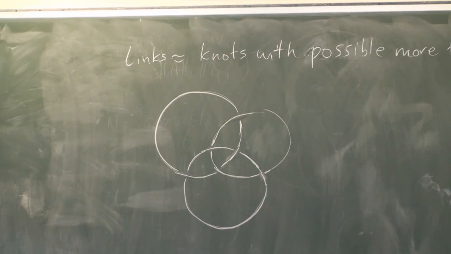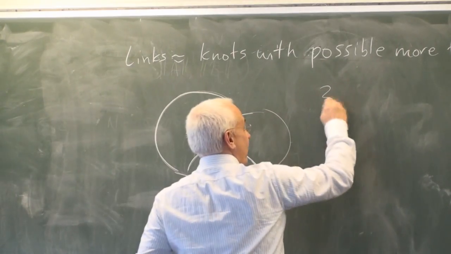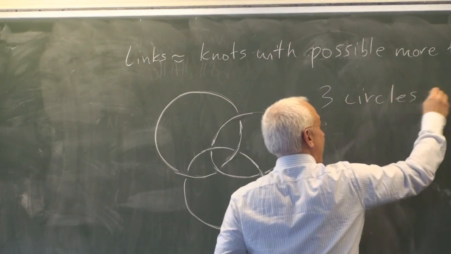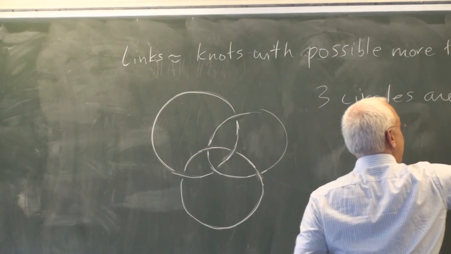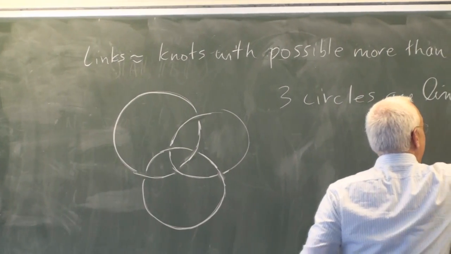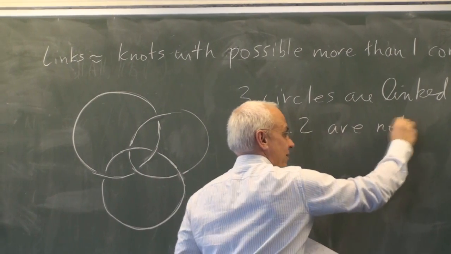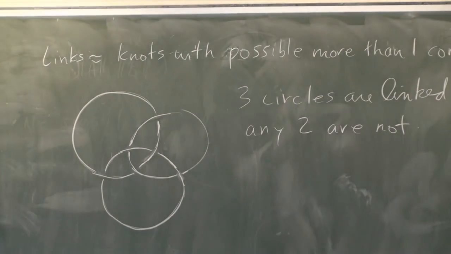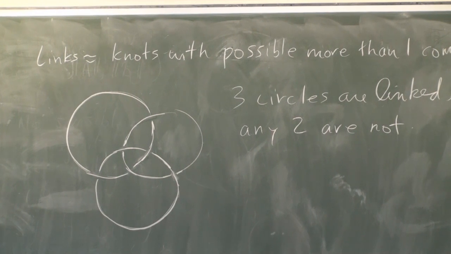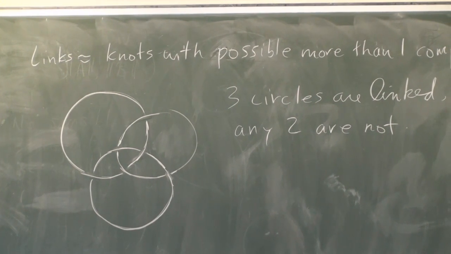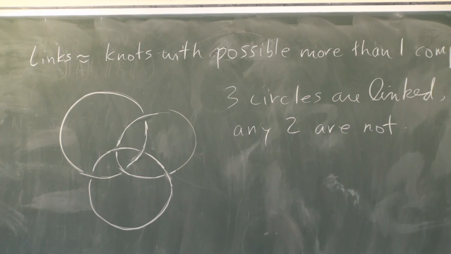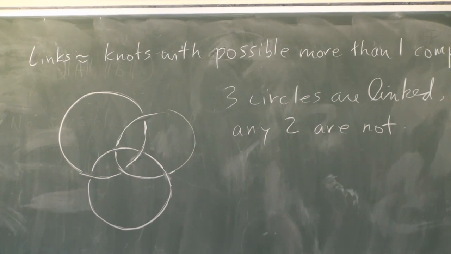And these three circles, if you actually made a model of this, you would find that you can't separate them. They are linked. And maybe you can see it geometrically. The three circles are linked, but any two of them are not. So if I remove any one of those three circles, then the other two fall apart. That's a kind of interesting thing to get your head around.